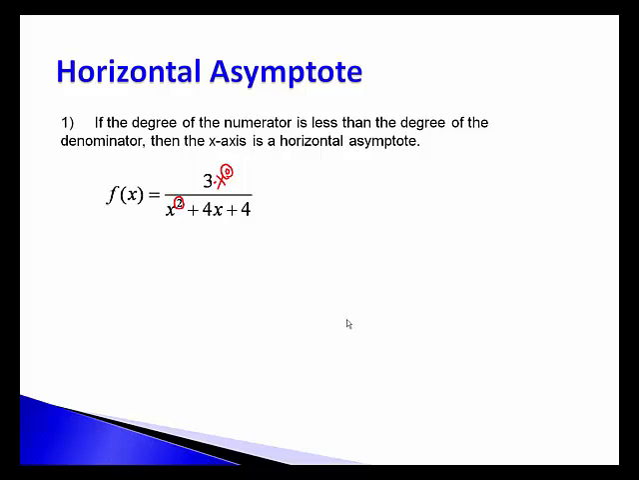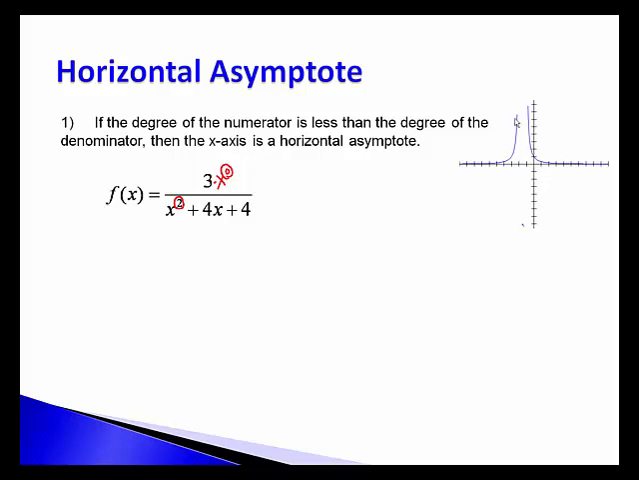So let's look at the graph and see if the x-axis is indeed a horizontal asymptote. Well, here's your graph, and I want you to notice that as x gets infinitely large, as it goes out this direction, that blue graph comes down, never does cross, but gets very close to the line y is equal to 0, which is the x-axis.